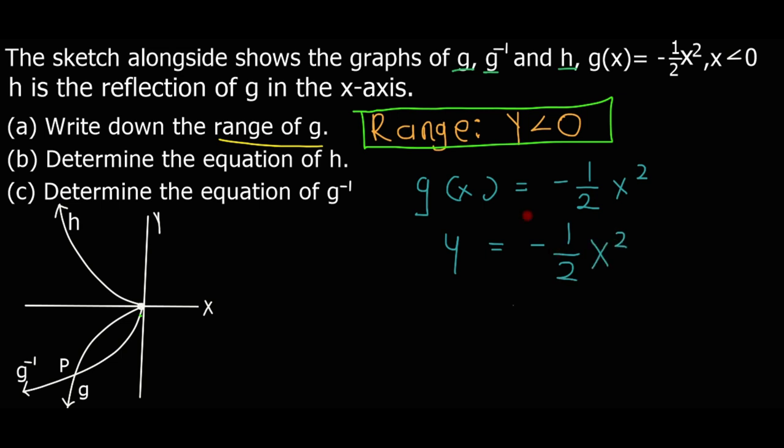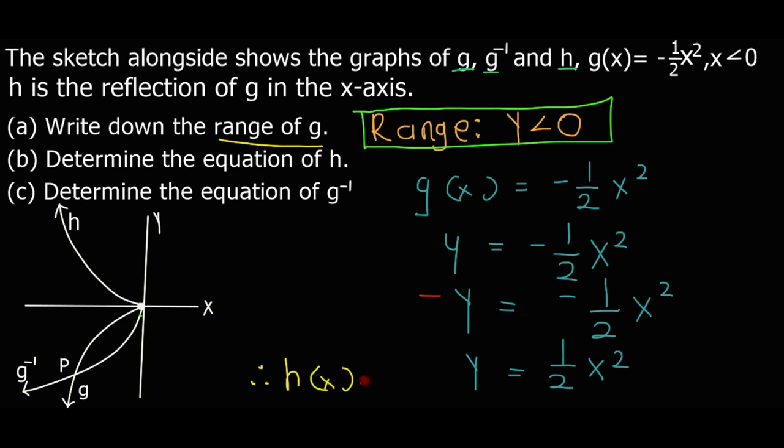So now we reflect along the x-axis. In a reflection along the x-axis, y actually changes sign. So now we have a negative y equal to negative 1 over 2 x squared. Because the equation has negative y, we divide both sides by negative. So we divide both sides again by negative, and then y equals positive half x squared. Therefore, the equation of h is 1 over 2 x squared. So this is our answer for part B.